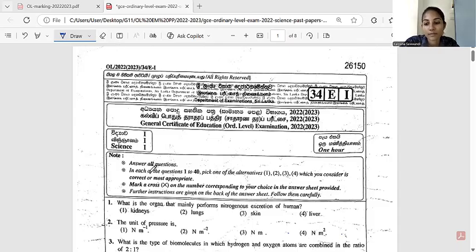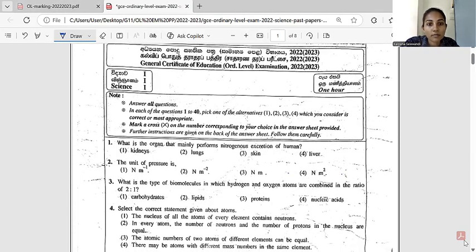Okay, let's begin to discuss the paper. First question, what is the organ that mainly performs nitrogenous excretion of human? The answer is kidney. Kidney produces urine.